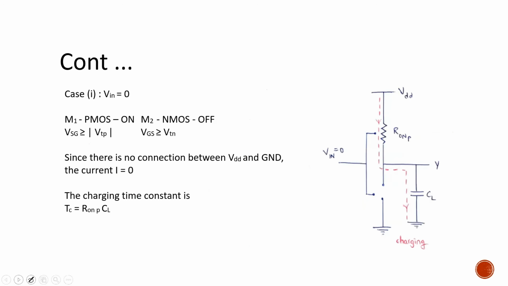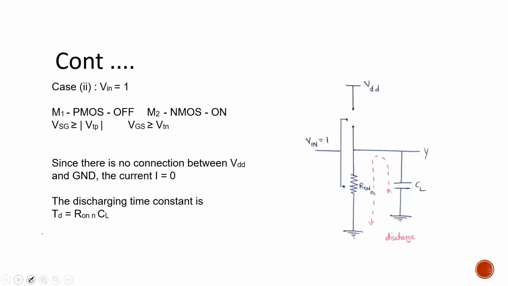Now, let us see the operation. Team, here, whenever V input is 0, this NMOS becomes off and this PMOS becomes on. As it is on, there will be a current flow through R on and the CL. Yes. So now the capacitor is charging. As the capacitor is charging, guys, here the output is going to logic 1. But now the interesting point is, is there any rail to rail connection? No, because NMOS is off.